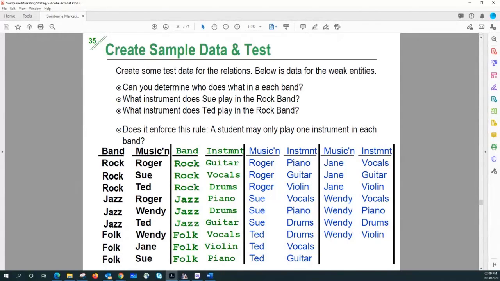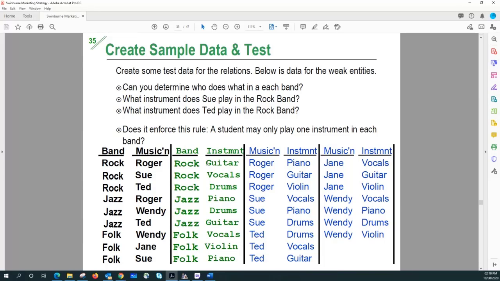Because it says Sue is in the rock band. Yes, we know that. And the rock band contains these instruments. And Sue can also play these instruments. So which instrument is she playing in the rock band? The same applies to Ted, right? Ted is also in the rock band, and Ted can play drums. He can sing. He can play the guitar, and so on. So which instrument is Ted playing here? Can we determine that in this model?